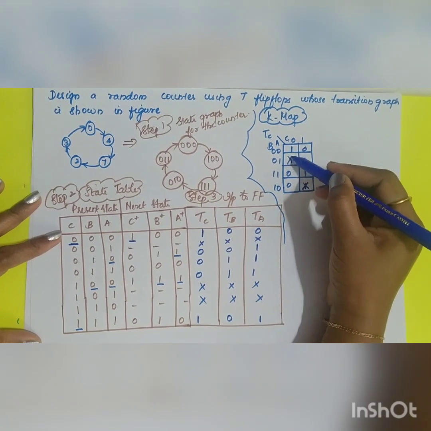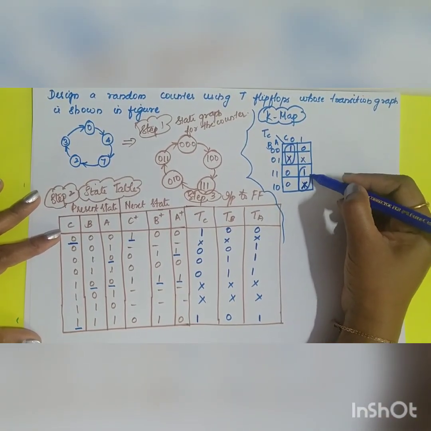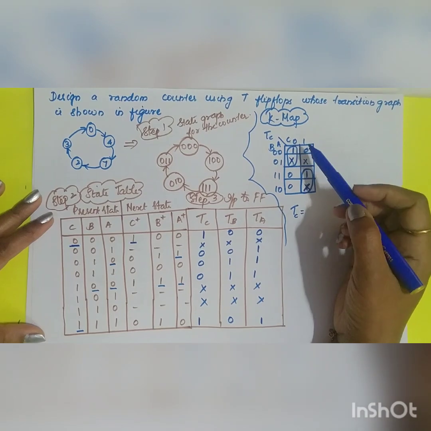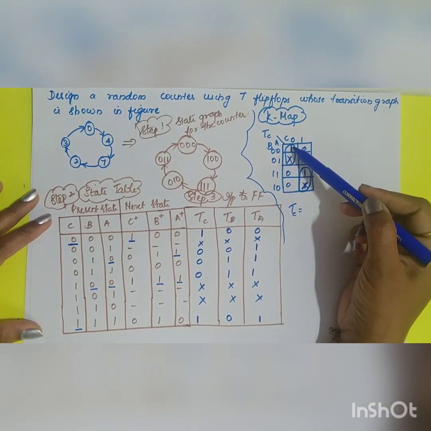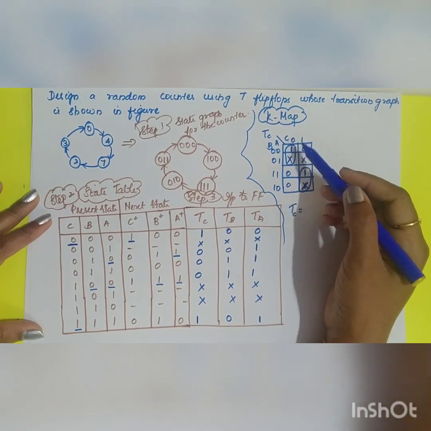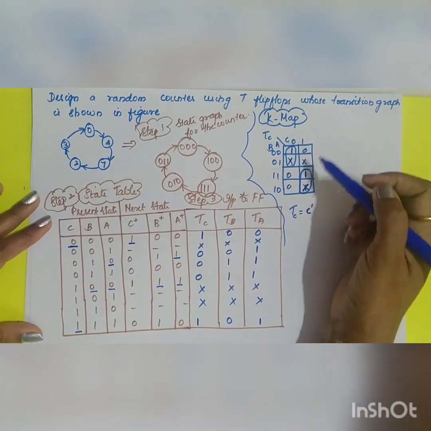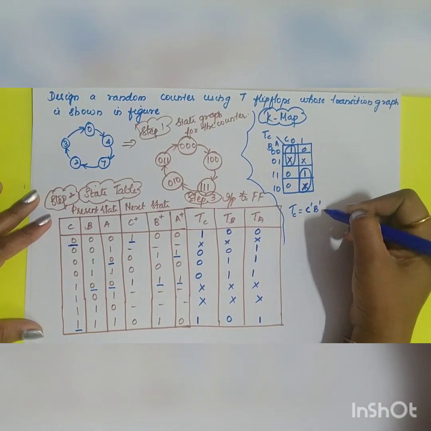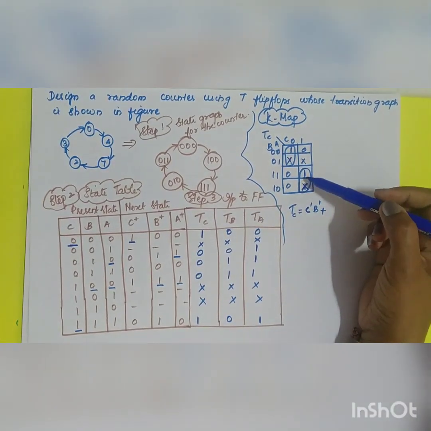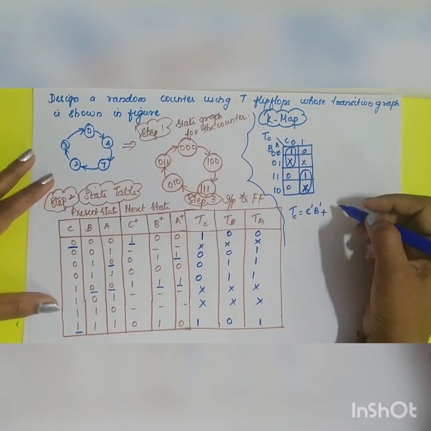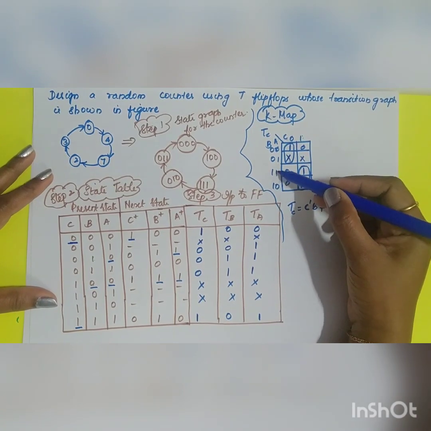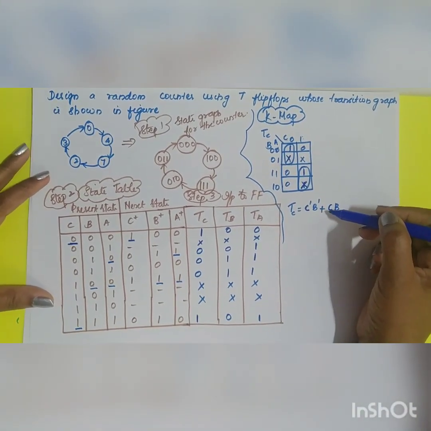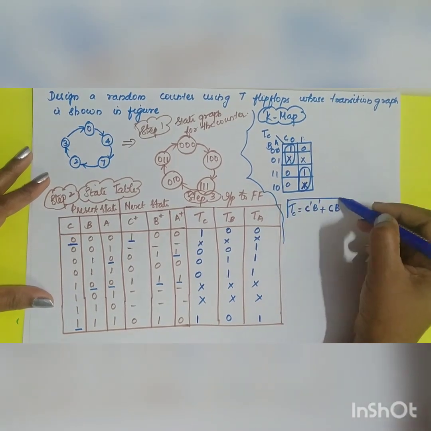Now, can you do the grouping? Here I can group 1, here I can group 1 and the don't care. So what will be your value? TC is equal to, so here you have these two grouped together. So you have C bar, right? Here it is 0. So C bar or C dash. B dash plus, so these two get cancelled. So what is the next condition here? C is equal to 1. So it is C, and B, right? B is 1, 1. 1 and 0 will get cancelled. So C bar B bar or C dash B dash plus CB. That is your value of TC.